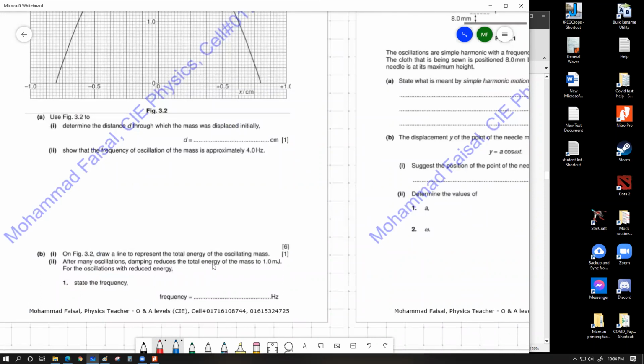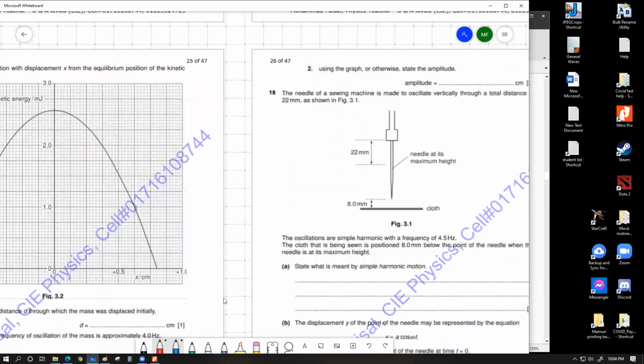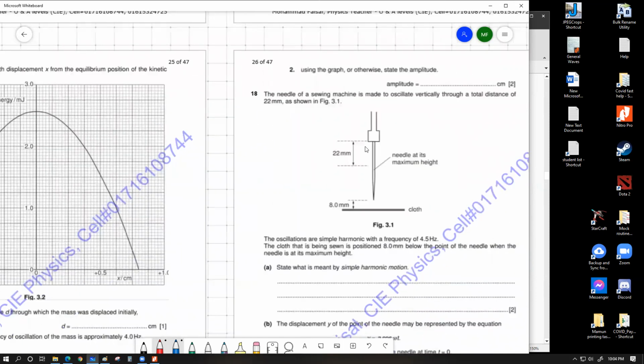After many oscillations, the damping reduces the total energy of the mass to 1 millijoule. This is very important. Read the question very carefully. If this question was by 1 millijoule, we would have a totally different answer. After many oscillations, the damping reduces the total energy to 1 millijoule. For the oscillations with reduced energy, state the frequency and state using the graph or otherwise the amplitude. Or otherwise টা কি সেটা আমি একটু এখানে এক্সপ্লেইন করব। What is the or otherwise?